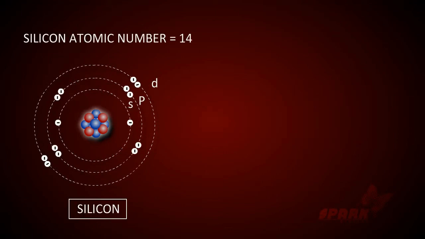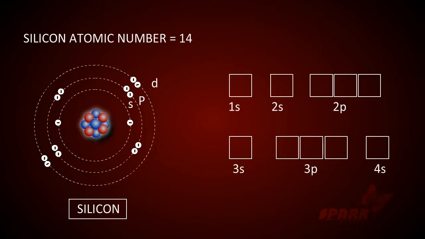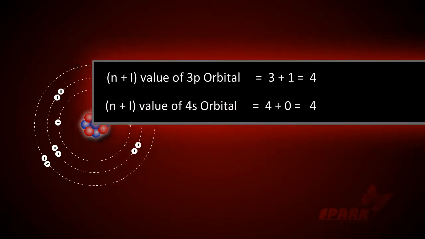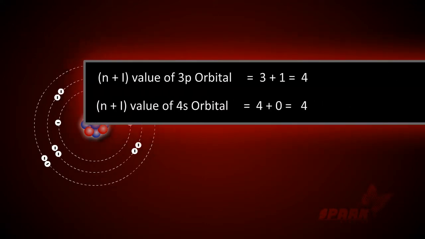Consider the example of silicon, whose atomic number is 14. 12 electrons can be accommodated in 1s, 2s, 2p and 3s orbitals. Now, the last two electrons can enter the 3p or 4s orbital. The n plus l values of these orbitals are the same. That is, the 3p orbital has an n plus l value of 3 plus 1, which is equal to 4, and 4s has an n plus l value of 4 plus 0, that is 4.